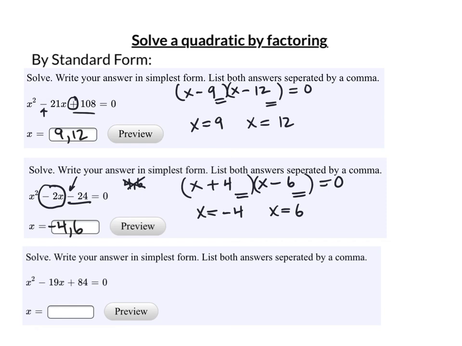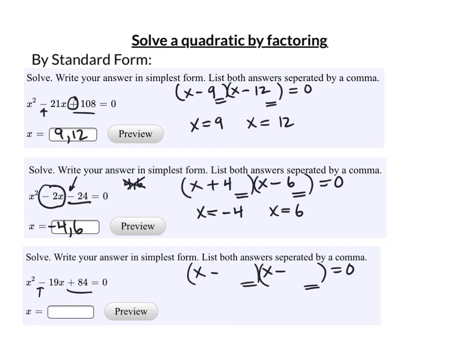Last one here. X times x is x squared. This number times this number makes positive 84. So it's either two positives or two negatives. This is a minus, so it's got to be the two negatives. Factors of 84 that add to 19. This is a little tough.